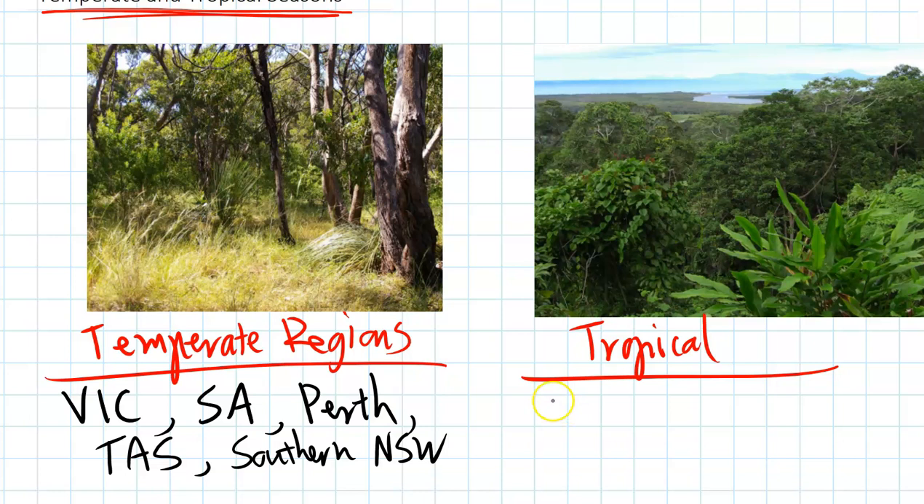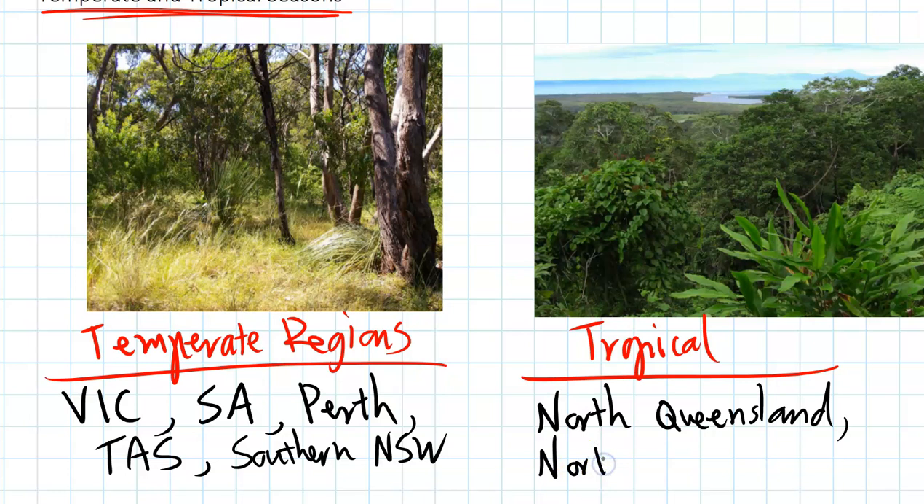Tropical areas in Australia are up north. So in North Queensland, and across the top end in the northern parts of the Northern Territory. So the Darwin area as well.